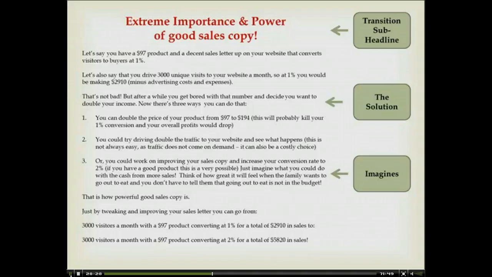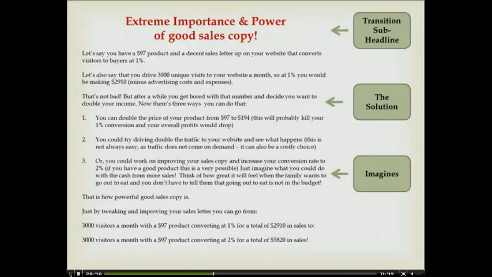Of course, you're going to go on and have some more "imagine" in there, but then again, you're telling them, just imagine how that feels. Well, that's how powerful good sales copy is. That's why you're going to need this course so badly, because you can just feel how good that's going to feel. You can see it. You can almost taste it.